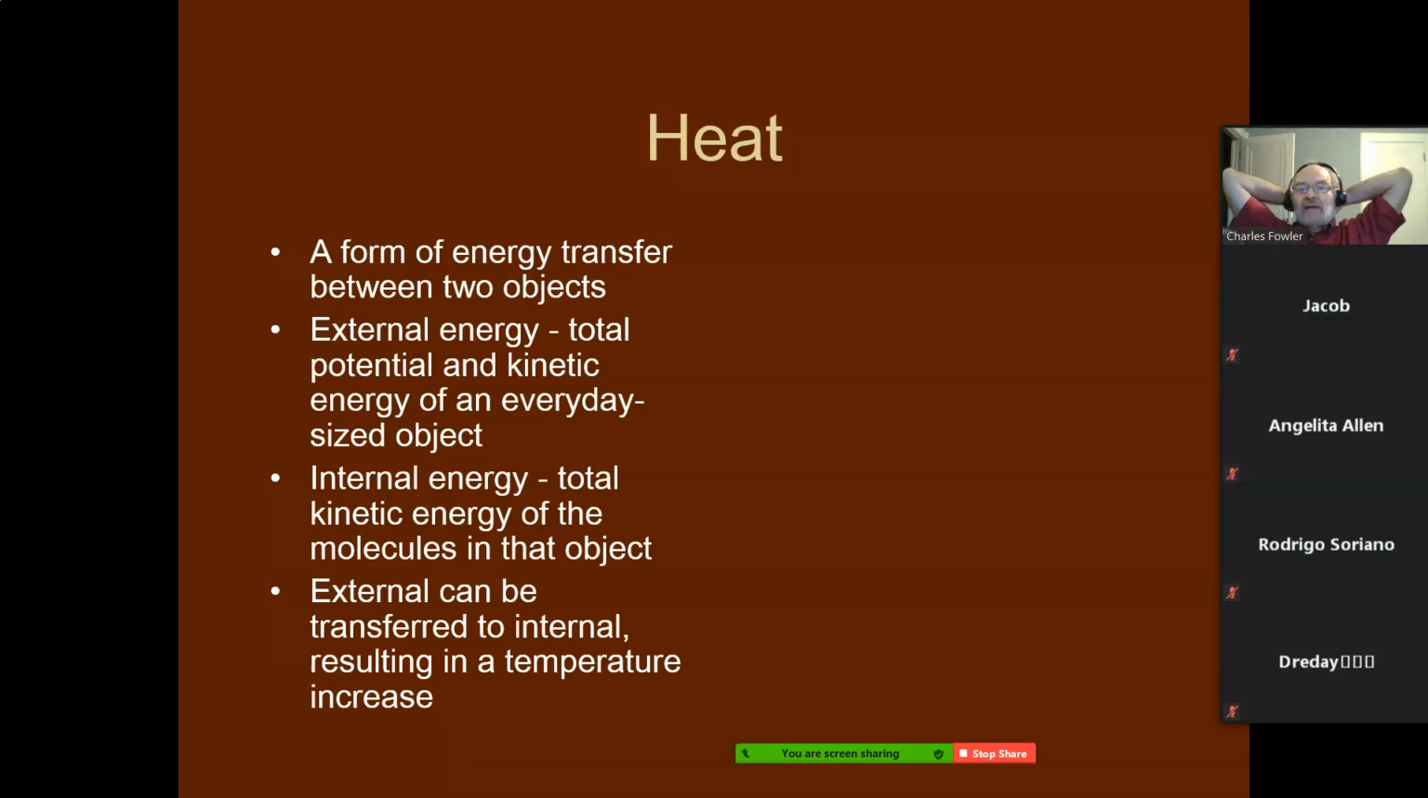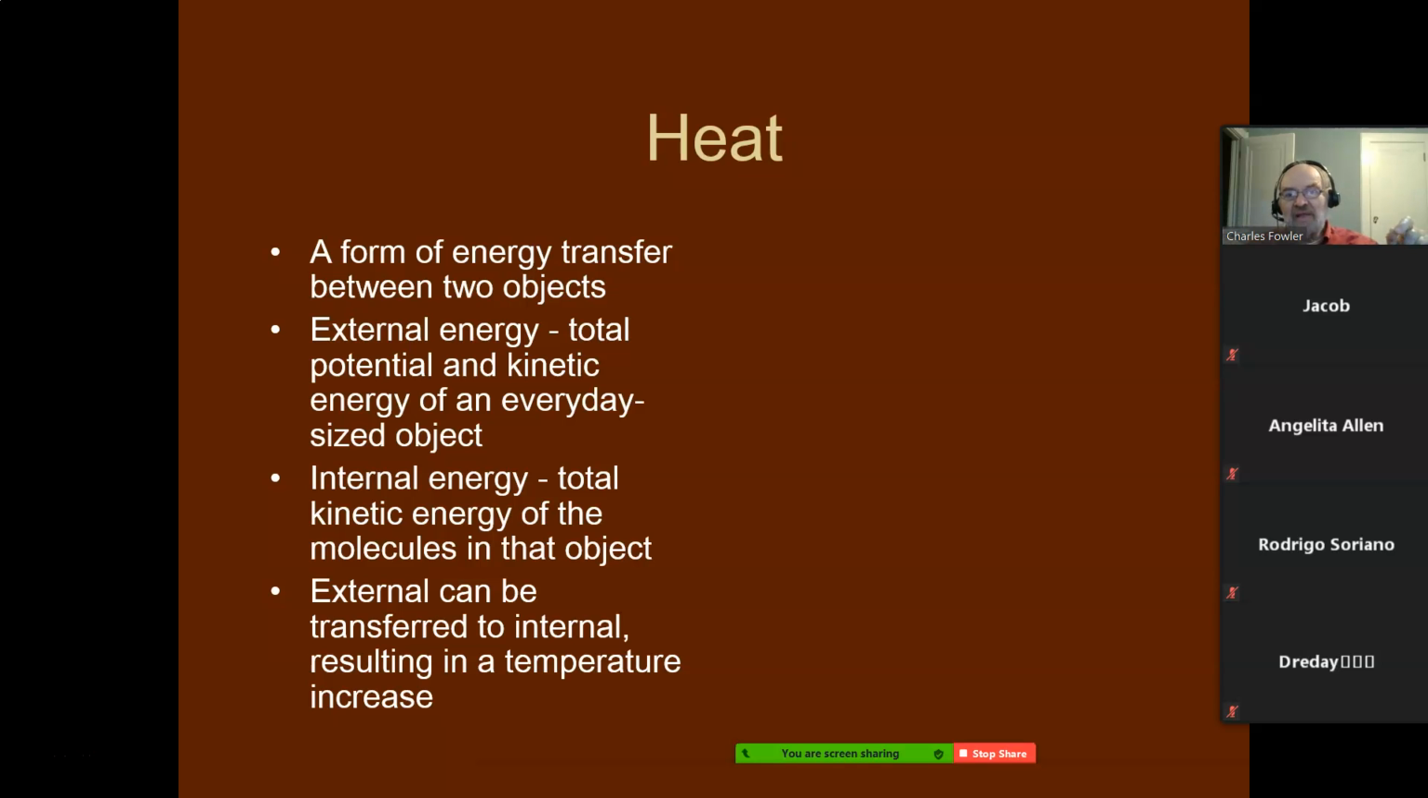Okay, now let's think about energy. You have external energy, which is the total potential and kinetic energy of an everyday sized object. Okay? Now, if you think of it in those ways, you think that's mechanical energy. External energy is mechanical energy, total potential and kinetic energy of an everyday sized object. So that's what you're starting with. Now, that's external energy.